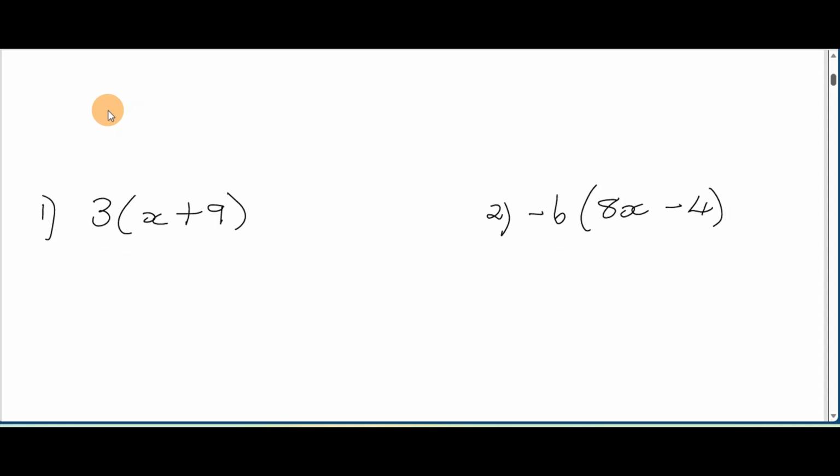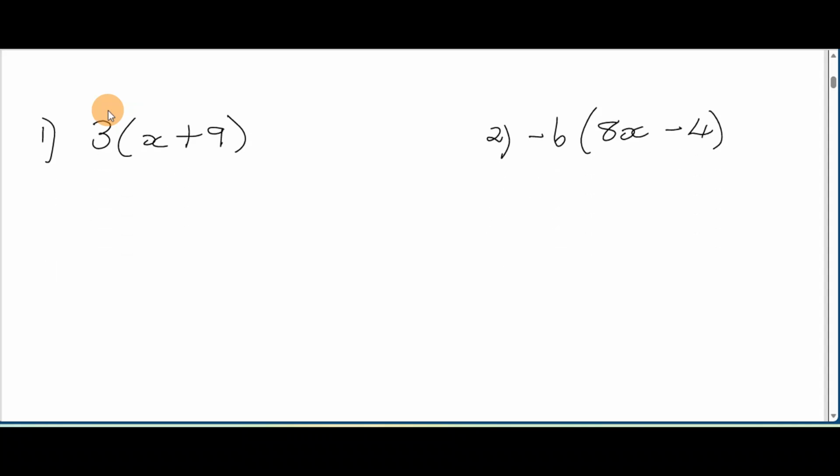Now here's one that we're going to try. Here's a bracket, right? What we are going to do is the number outside is going to multiply with both the numbers inside the brackets. So 3 is going to multiply with x, which gives 3x. 3 is going to multiply with 9, which gives 27. So now this is our answer because it no longer has a bracket, right?